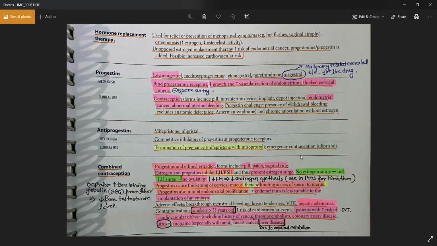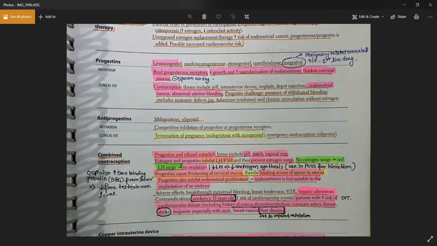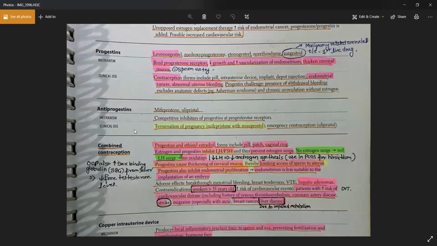Okay, and the ulipristal will also be given as an emergency contraception after the sexual intercourse. Okay, to prevent the pregnancy, you can give the patient ulipristal. Okay. Because it's an anti-progestin, would it be doing the opposite of the progestin? So it would be like decreasing vascularization and whatnot? Yeah, all things. Yeah, exactly. Okay. A total opposite effect of the progesterone will be seen.